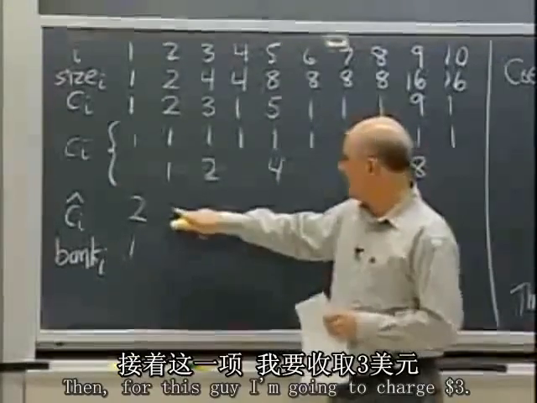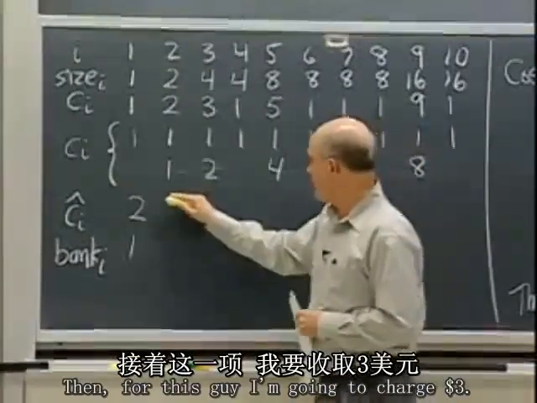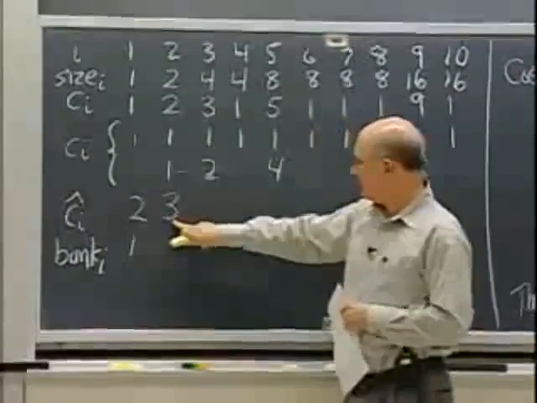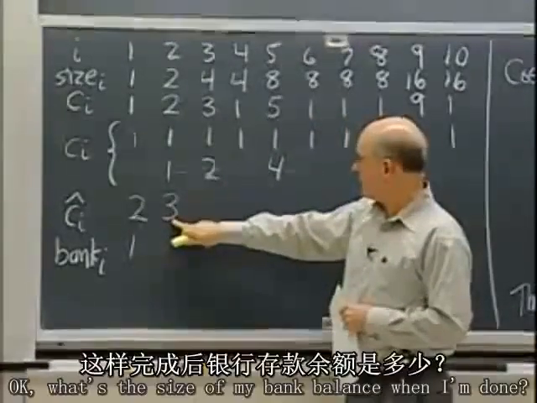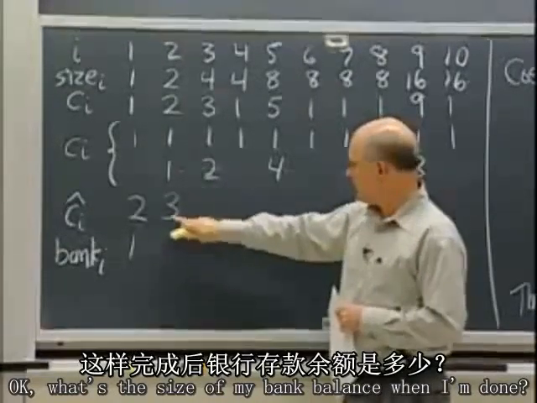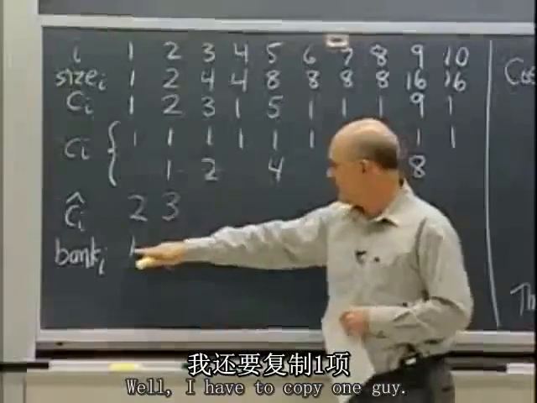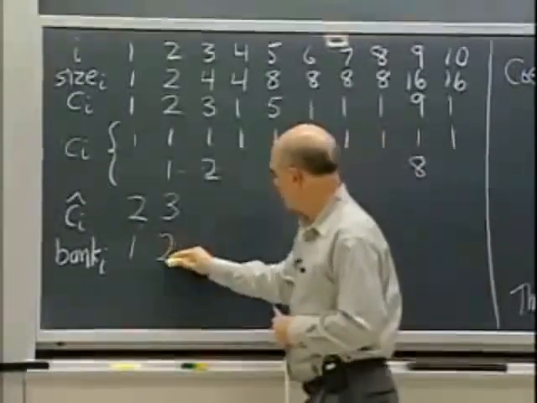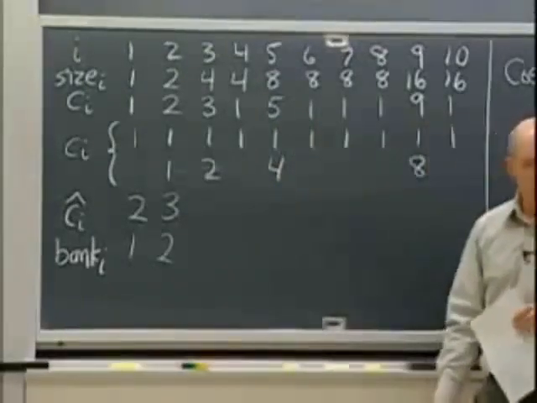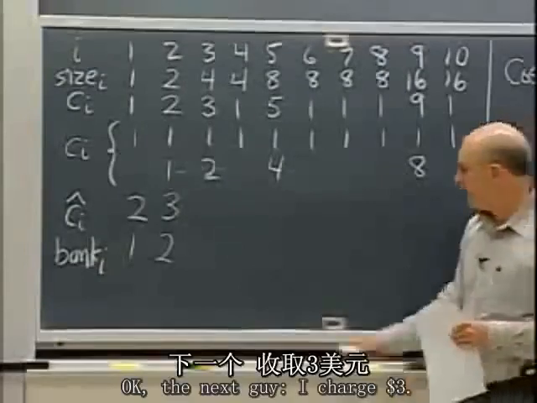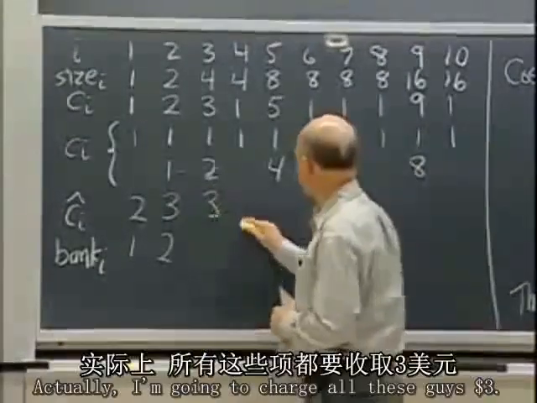Okay, then for this guy I'm going to charge $3. Okay, what's the size of my bank balance when I'm done? Well, I have to copy one guy. He's all paid for, so I have $2 left. Okay? People with me? Okay, the next guy I charge $3. Actually, I'm going to charge all these guys $3.